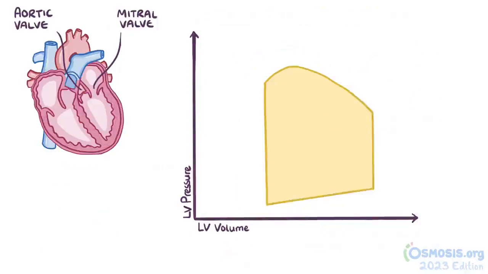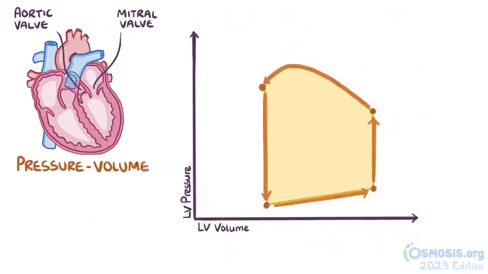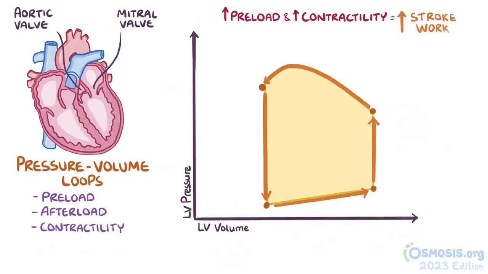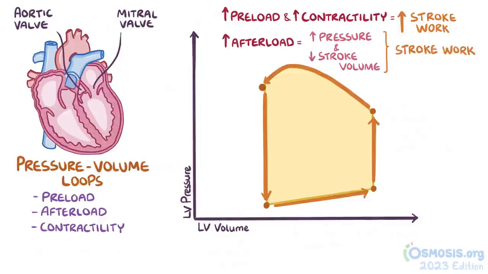Okay, so that was quite a lot of information to take in, but let's just quickly go over the main points. Pressure volume loops can be used to visualize the effect of a changing preload, afterload, and contractility. An increase in preload and contractility increases the size of the pressure volume loop, and therefore it increases the stroke work. An increased afterload, though, increases the pressure but decreases the stroke volume, and so that means that stroke work remains relatively stable.